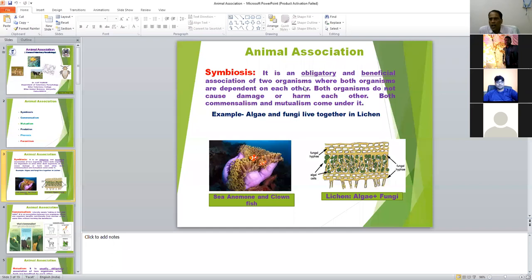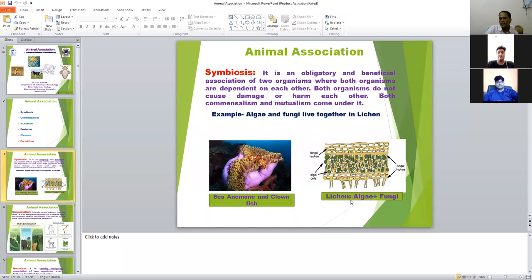Always remember this: symbiosis is an obligatory association where both organisms are dependent on each other. An important example is sea anemone and clownfish. The sea anemone is an animal species. The sea anemone takes nutrition from the clownfish, and the clownfish in turn gets protection from predators. So both are benefited by each other.